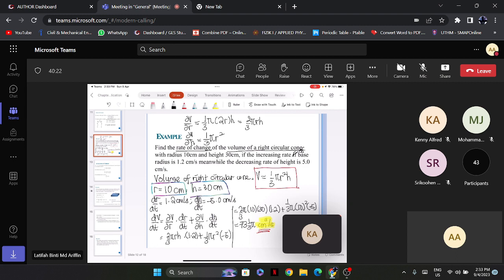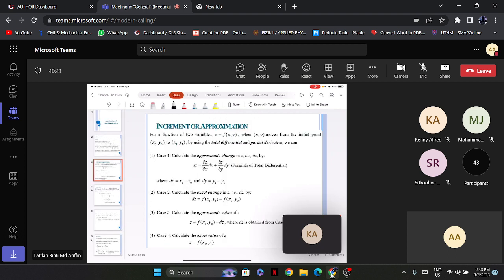Okay, sebelum kita cuba buat soalan lain, saya tunjuk dulu lah, saya sambung je dulu dengan increment or approximation. Is it okay? Okay, right. Alright, so this is for the increment or approximation. Ini yang saya sebutkan tadi untuk tips untuk kita punya ujian 1.